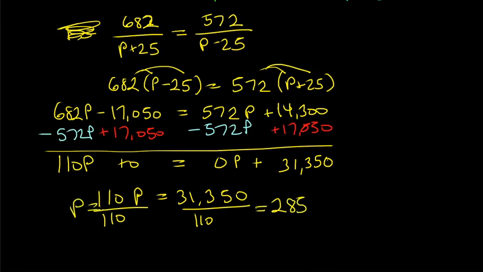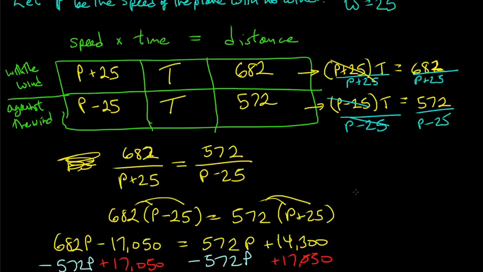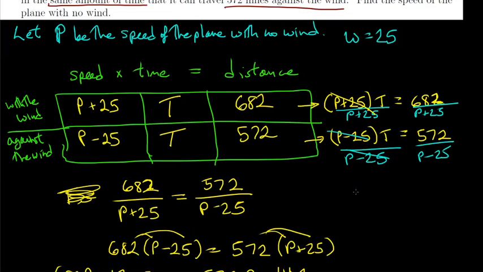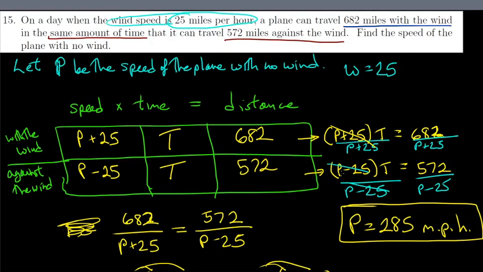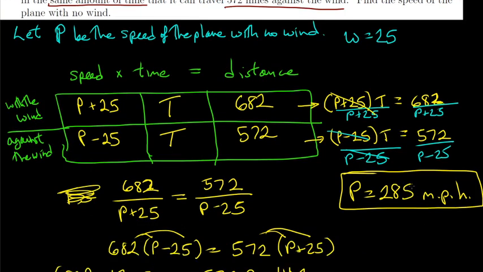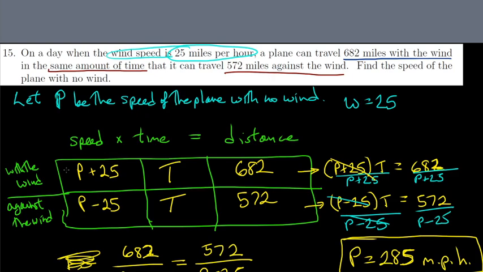Right. Remember that's P here. So 285 what? Miles per hour, right? So 285 miles per hour. Feel free to abbreviate. So that's how fast the plane can fly if there was no wind. And I know that looks like an S, doesn't it? It's 285. All right, 285 miles per hour. So that's number 15.